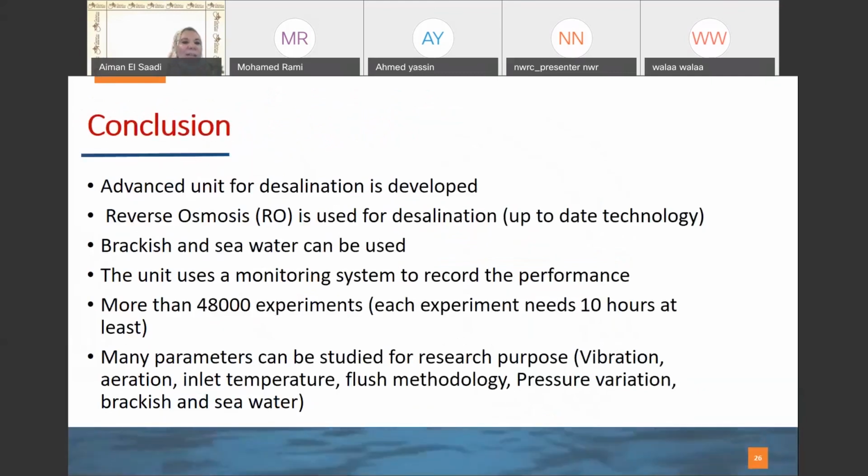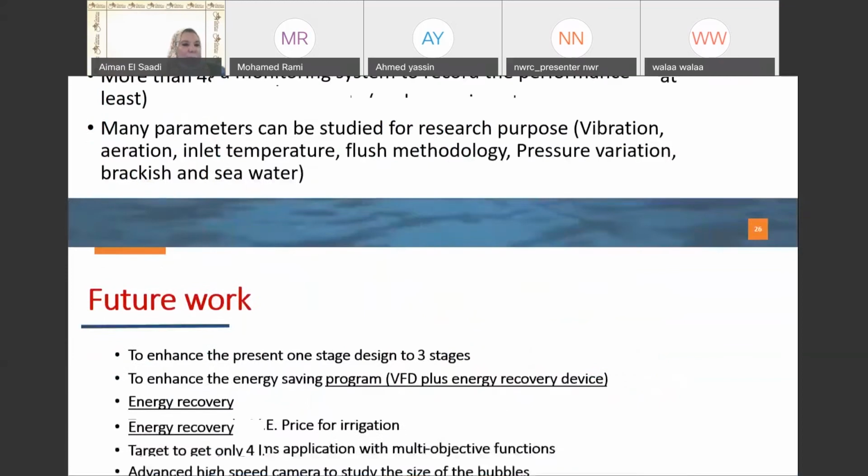Conclusion: an advanced unit for desalination is developed. Reverse osmosis is used for desalination, an up-to-date technology. Brackish and seawater can be used. The unit uses a monitoring system to record the performance. Many parameters can be studied for research purposes: vibration, aeration, inlet temperature, flush methodology, and pressure variation for brackish and seawater.